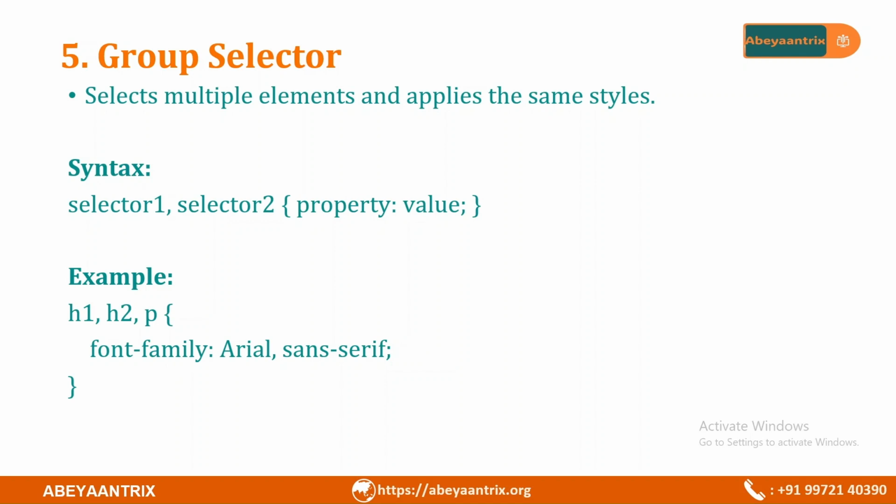Instead of writing the same CSS rules multiple times, you can group your selectors and style them in one go. So these are all 5 different types of selectors. Let's see a simple example for all these 5 types of selectors, then you will be able to understand the way of using them in your HTML style. So let us move on to the practical part and understand these 5 different types of selectors.